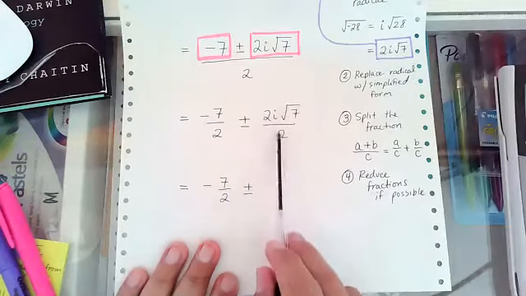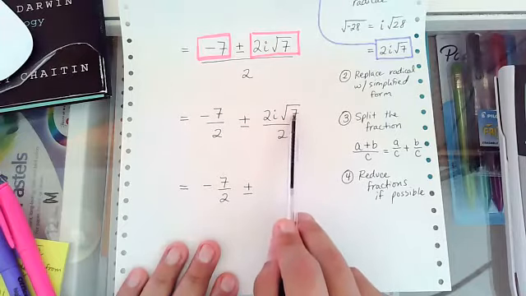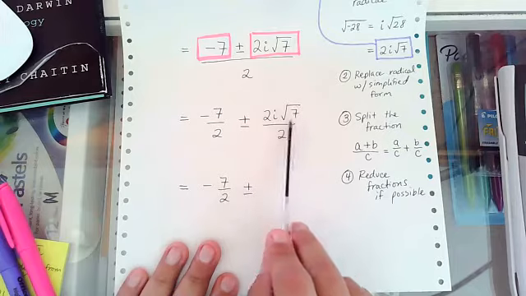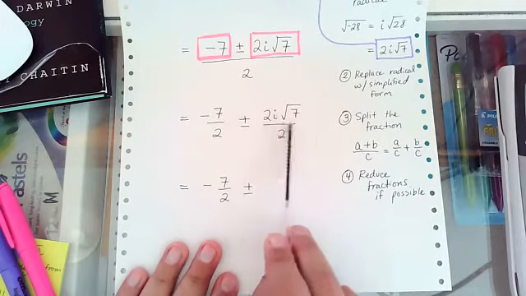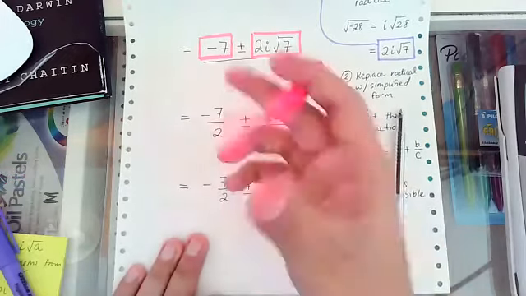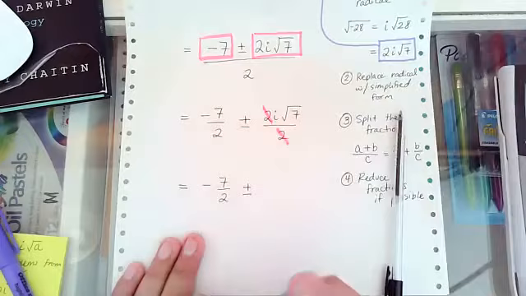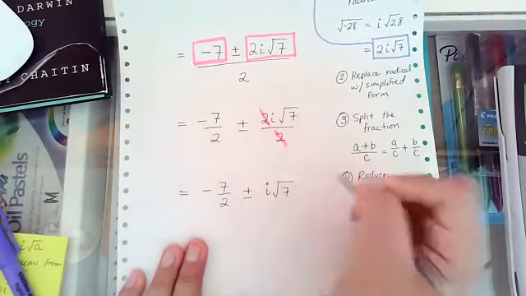Be careful here because sometimes, if this was an 8 or some other even number, students will want to reduce that number that's inside the radical with one of these numbers that's outside the radical. But we can only reduce numbers that are outside of the radical. So since we have a factor of 2 here and a 2 here, 2 divided by 2 is 1. So really we're just left with i root 7.